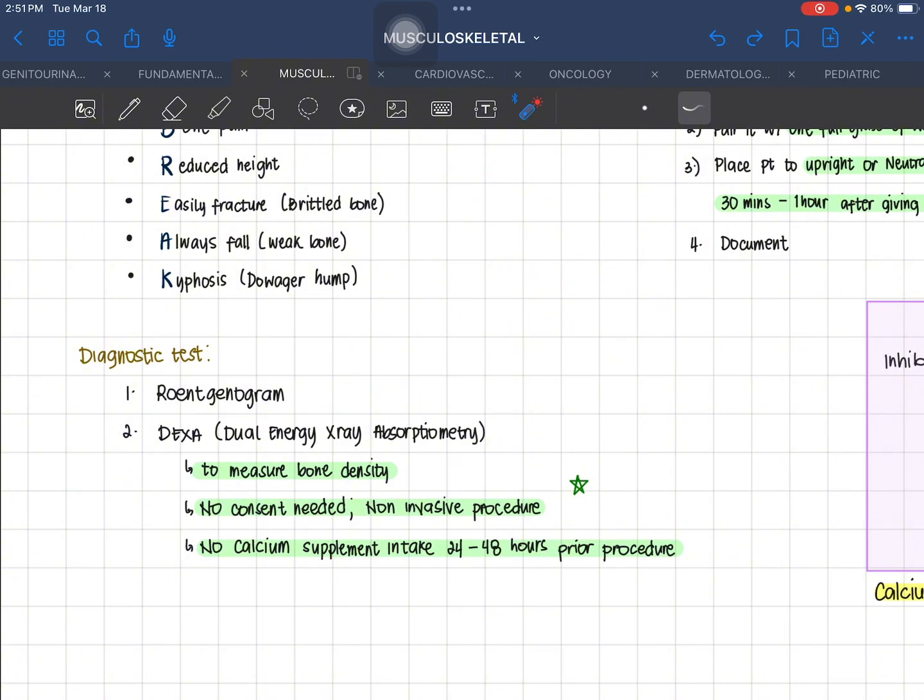So, ang diagnostic test natin for osteoporosis is lagi naman Roentgenogram. And then also, pangalawa is DEXA. DEXA stands for Dual Energy X-ray Absorptiometry. It is used to measure the bone density. Malalaman dito yung bone density mo. So, hindi na kailangan ng consent dahil hindi naman siya invasive procedure, and bawal ka uminom o mag-take ng calcium supplement 1 to 2 days o 24 to 48 hours prior to procedure.